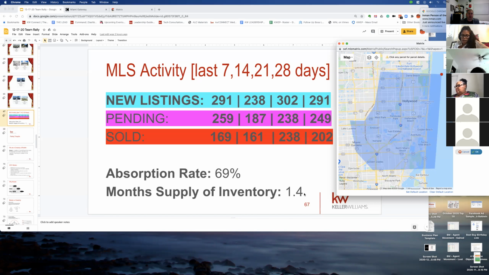And in a seller's market, prices go up. In a buyer's market, prices go down. This is a fact. It's not an opinion. In a buyer's market, inventory grows. In a seller's market, inventory shrinks. Hence, month's supply of inventory under 5.5 months.